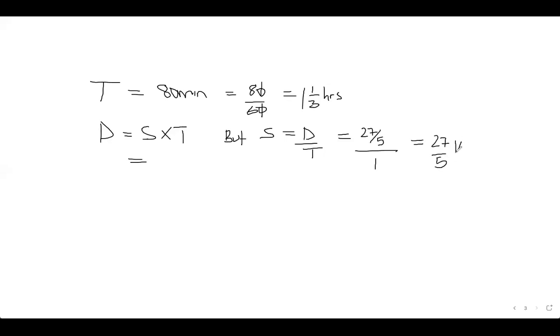Now, these are kilometers per hour. And that is going to be constant. So you're going to pick that speed, and it is what you come and put here because it's a constant value.